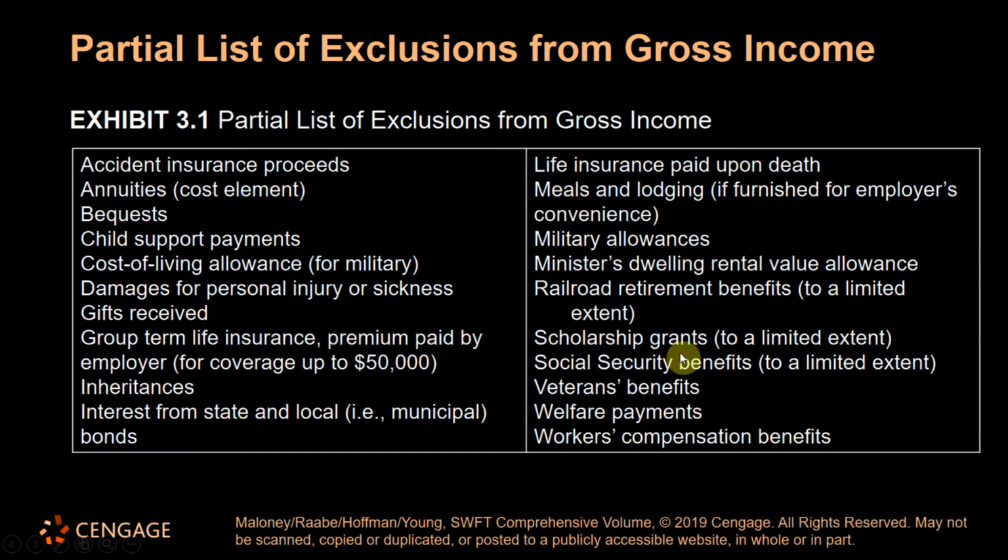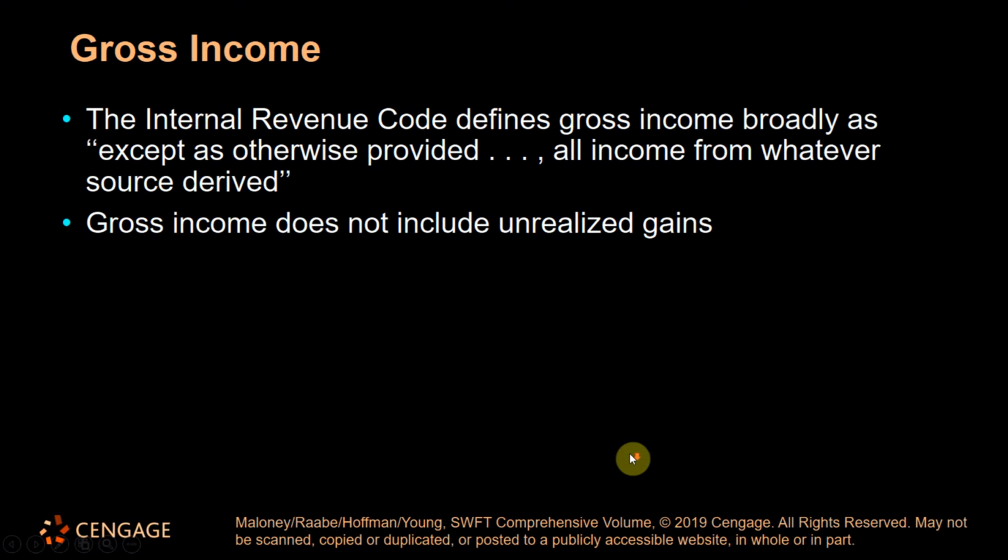Scholarship grants, moving over to the right column here, are generally excluded to the extent they pay for tuition and books. If those scholarship funds are used for other purposes, such as room and board, or purposes outside of education, then that income could be taxable. And I'll let you review the rest of the list. Workers' compensation benefits are not taxable, although unemployment benefits are taxable.